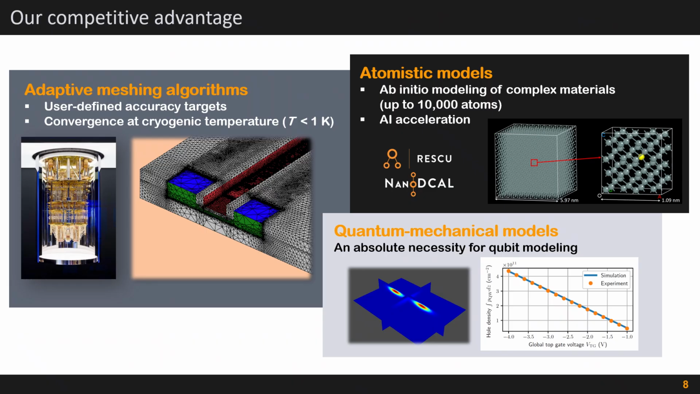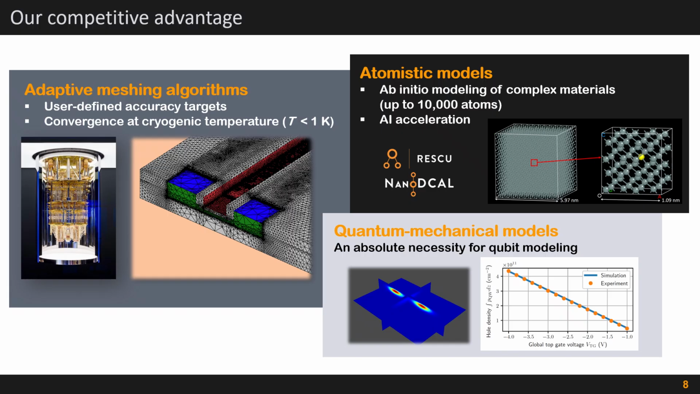In this context, Nano Academic offers several competitive advantages over conventional TCAD software. First, we have developed our own in-house adaptive meshing algorithms, which enable users to meet predefined accuracy targets. This is, of course, typical of TCAD software. However, in the context of spin qubits in semiconductors, we have several advantages. In fact, conventional TCAD software is optimized for room temperature operation, which makes it challenging to converge nonlinear Poisson electrostatics at deeply cryogenic temperatures below 1 Kelvin. By contrast, in QTCAD, we have developed our own adaptive meshing algorithms that ensure robust convergence at such low temperatures.